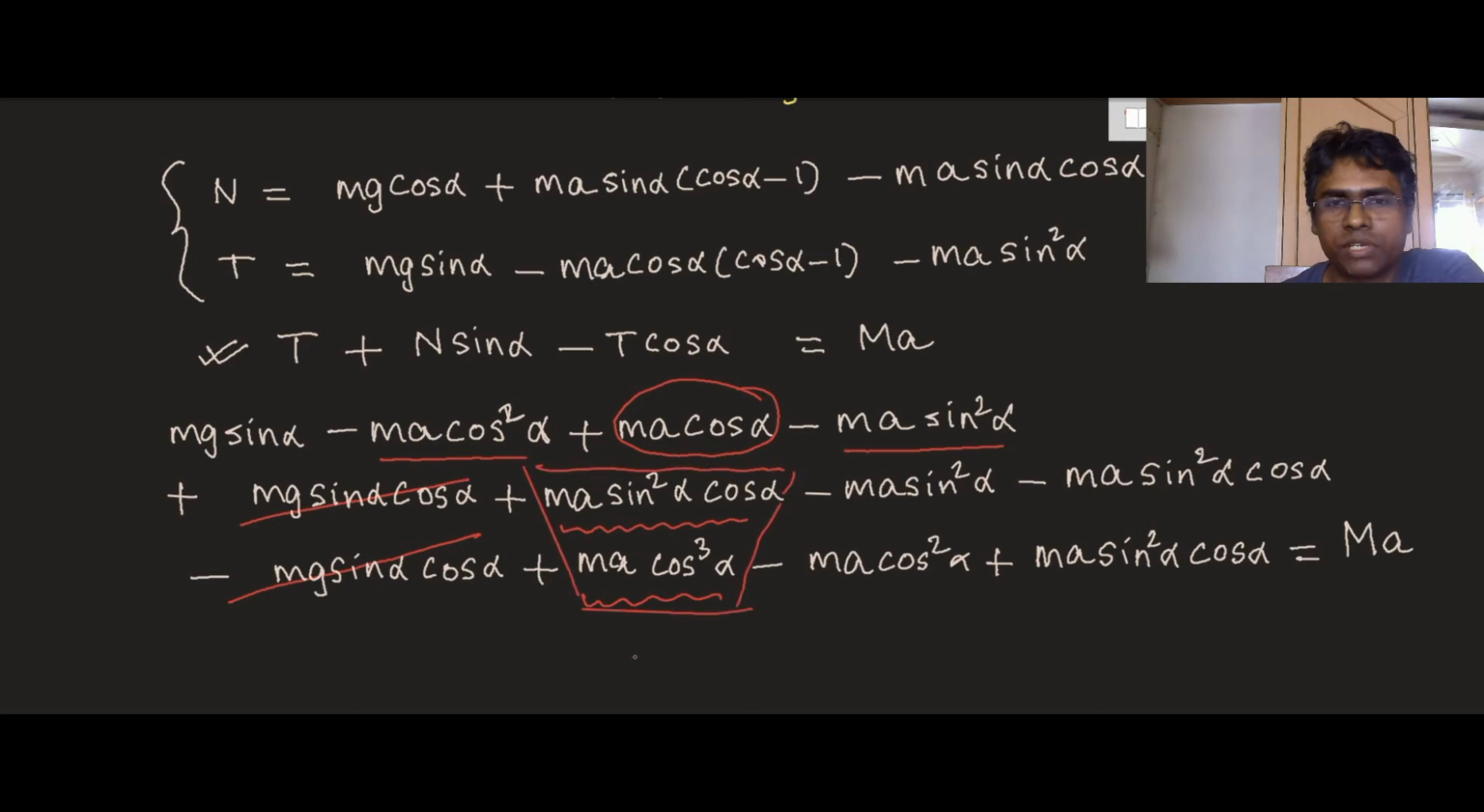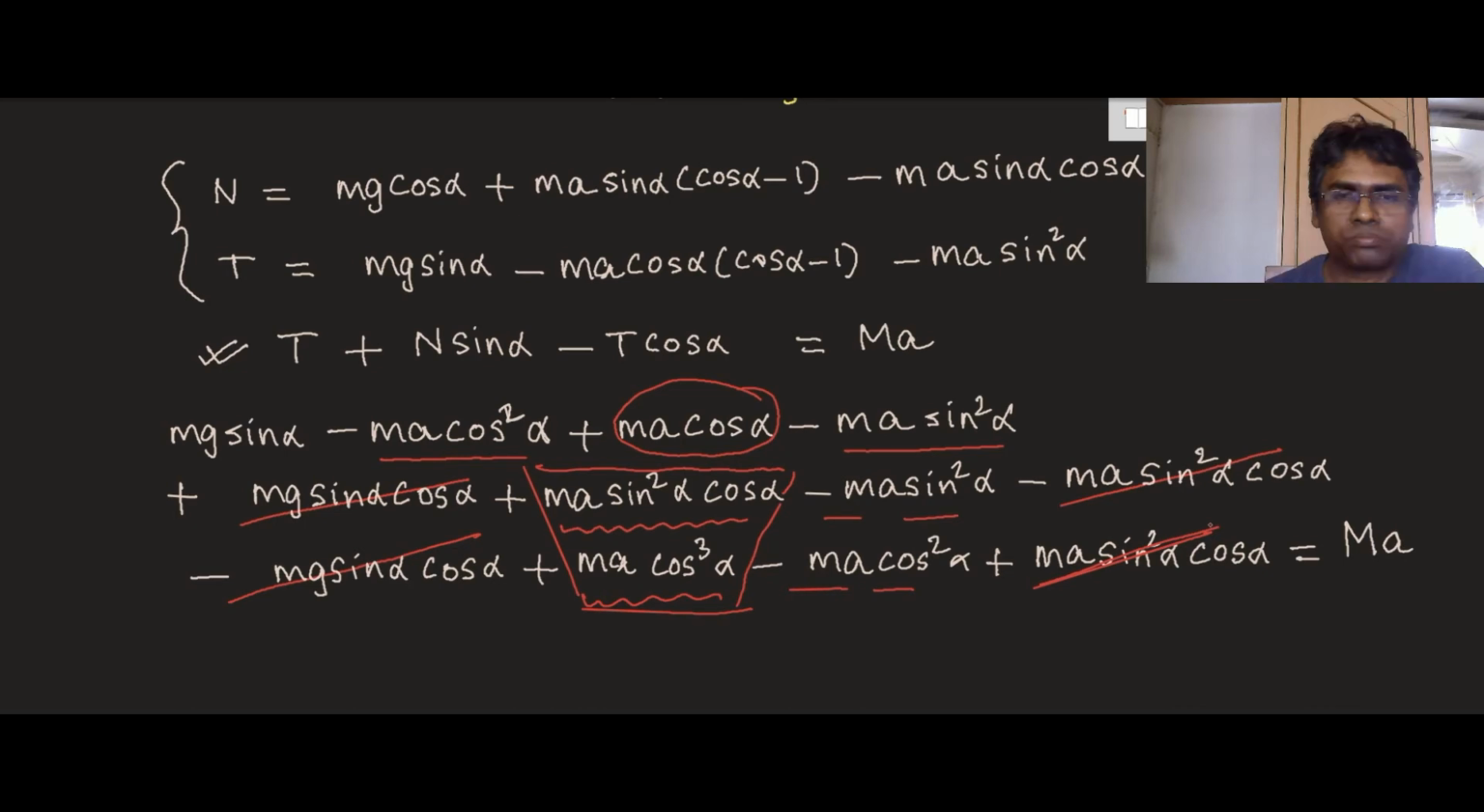And then I have ma sine square alpha, another ma sine square alpha. If you combine these two, you'll get another minus ma. And then if I take the other two terms, they are alike with plus and minus sign, so you can ignore them. Okay, so that's pretty neat, I guess.